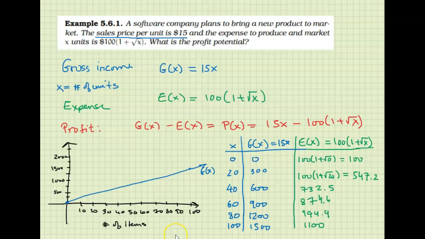Now let's do the green. For x is 0, it's 100. So this one starts here, a little bit up from the origin. For 20, it's 547. For 40, it's 732. What's that one? 750 over here.